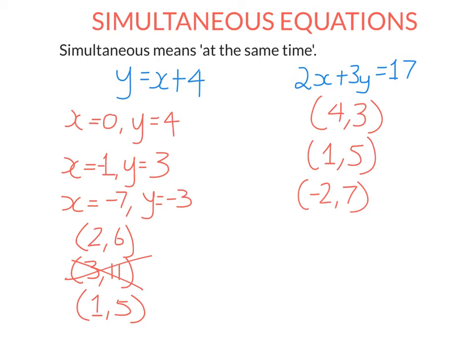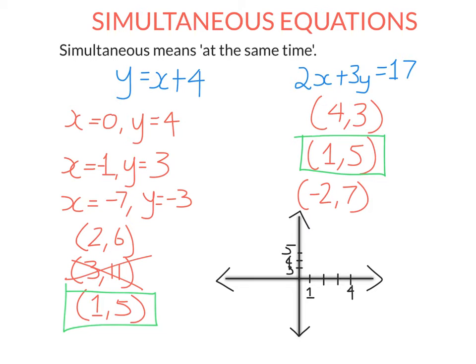But it turns out there's one special solution that is a solution to both equations, and that's this one here, 1, 5. X equals 1, y equals 5 solves this equation and this equation at the same time. And that's the solution that we're after when we're solving simultaneous equations. So graphically, it's the point of intersection of these two lines.